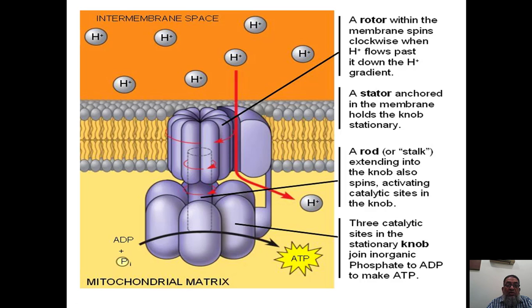You must remember that this movement of the rotors with the F1 particle along with the rod is only dependent upon the presence of H ions and their movement across the inner mitochondrial membrane through the F1 particle, through a tunnel. It will rotate this rod-like structure, and then this knob will activate the catalytic sites for ATP synthesis.